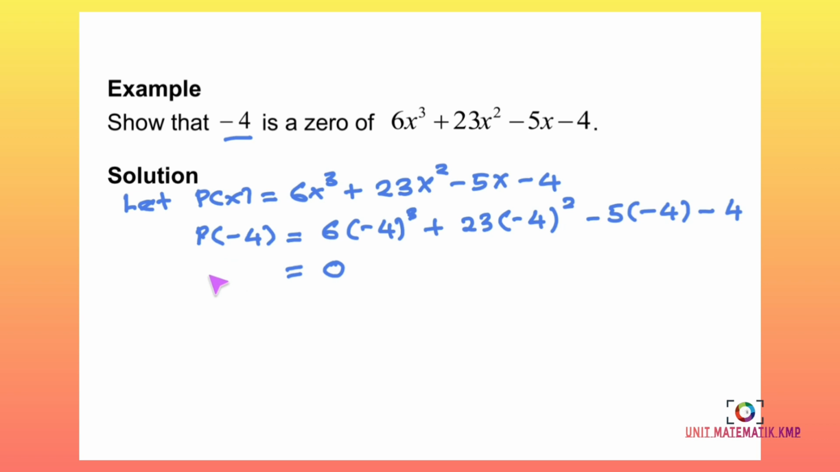So, since P(negative 4) equals 0, we can make a conclusion. Therefore, negative 4 is a zero of P(x).